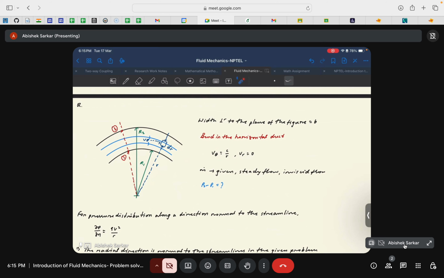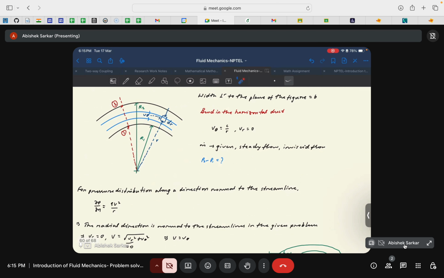in that case, let me go back. Yeah, in that case, dou p by dou n will be equal to 0. Basically, if r tends to infinity, this will be equal to 0. So dou p by dou n equals 0. So there will be no pressure gradient along the streamlines, and there will be no pressure difference if the body force is not considered.